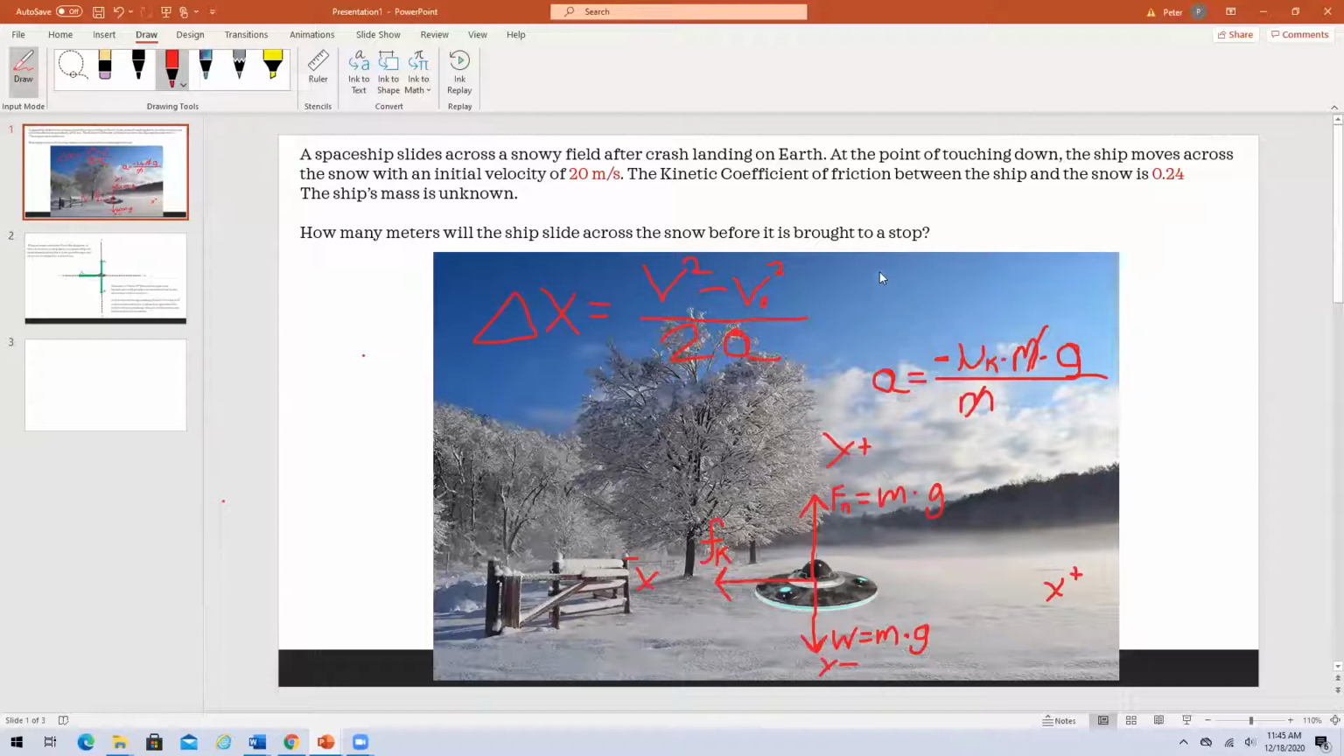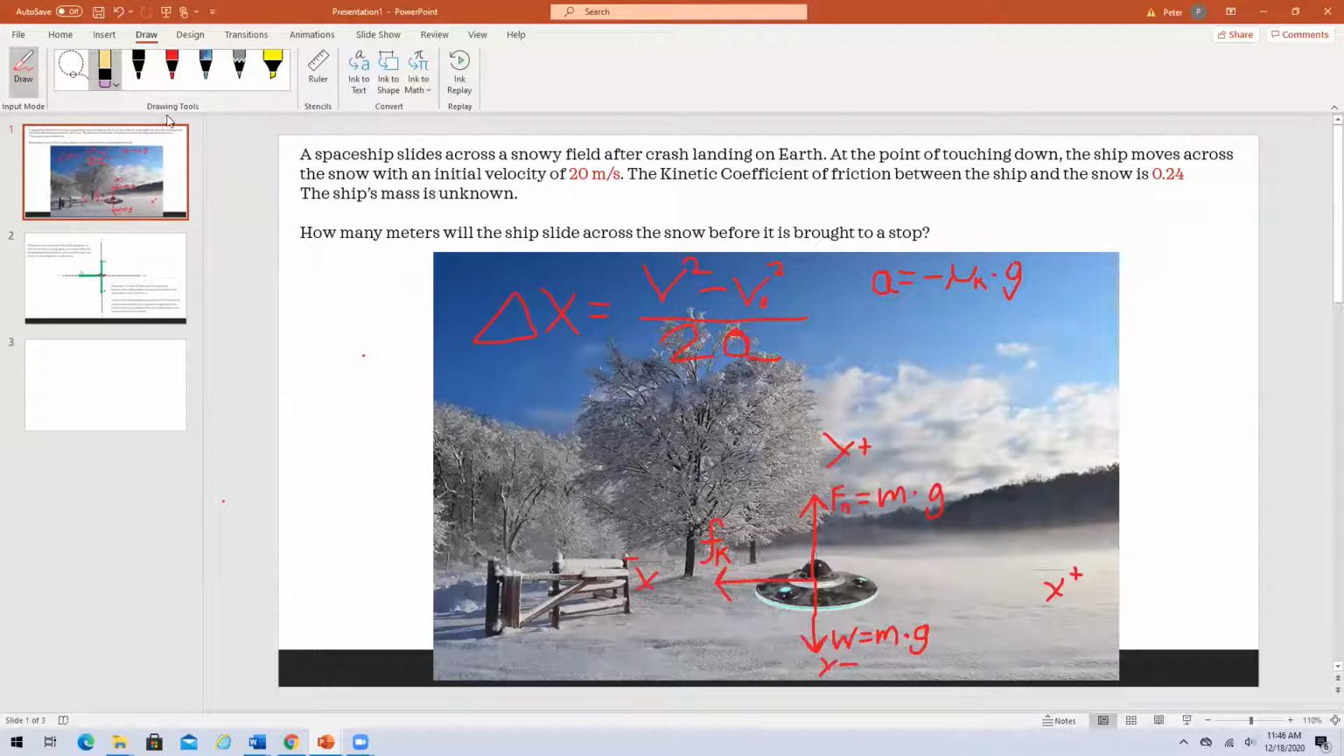And we end up with a definition for A, where A simply equals negative mu k times G. There we have it. There's our A. Let me erase all this other nonsense here. There's our A. Okay. Now we can just substitute that into our original equation and solve for delta x, because we know everything else.